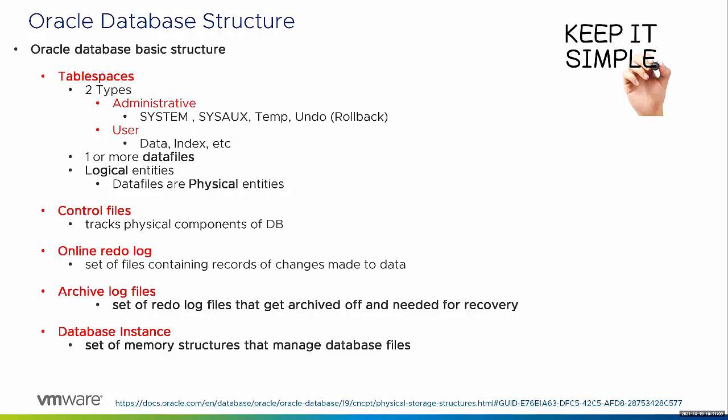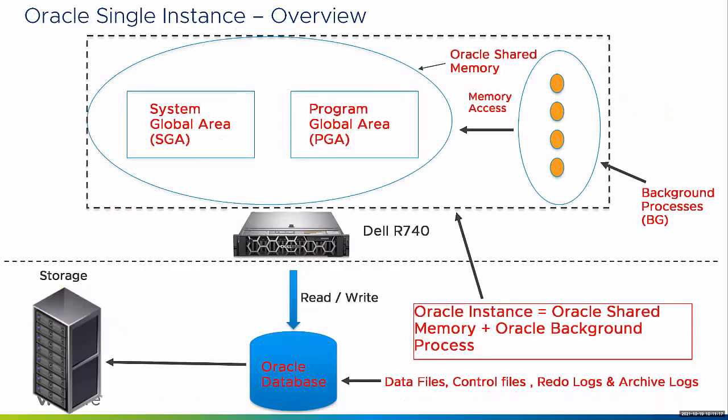So you essentially have the table spaces, the control files, the online redo log files, archive log files, and the database instances, okay? And that's typically what it looks like from a very high level perspective. So when you look at the Oracle single instance database, you have what's called the SGA, the system global area. You have what's called the PGA, program global area. We don't have to go very detailed into that.